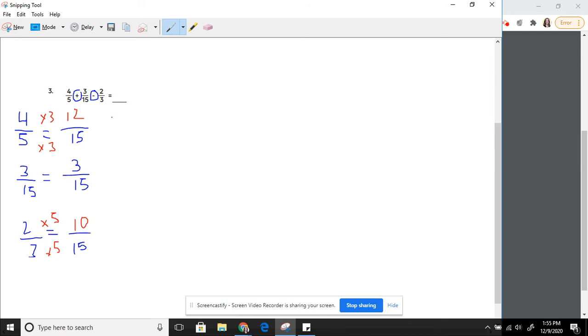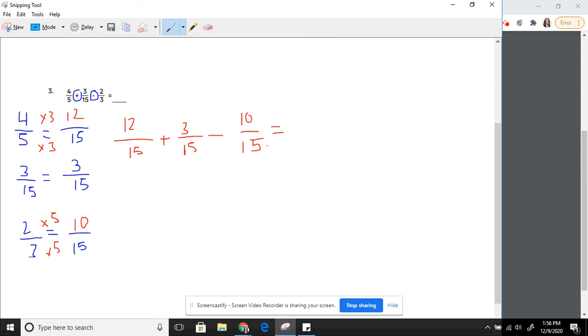So I'm going to reset the problem up. 4/5, the equivalent fraction here was 12/15. And we're adding 3/15. 3/15 doesn't have to change because the denominator is already a 15. Then we're subtracting. Make sure you do the subtraction. 2/3, an equivalent fraction for 2/3, we said was 10/15.